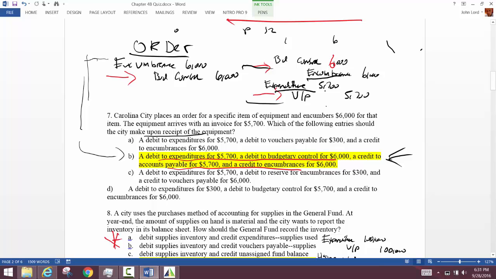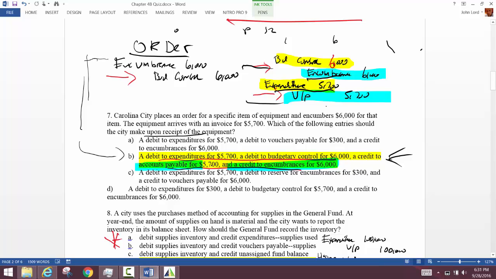Be nice if I underlined the one I'm talking about. We debit the expenditure for the $5,700. This needs a highlighter. Debit the expenditure for $5,700, right? We go ahead and we do what? We debited the budgetary control for $6,000, right, when the stuff came in? Okay? And then what do we do? Then we went ahead and we credited the encumbrance for $6,000, and we credited the what? Voucher payable for the $5,700.